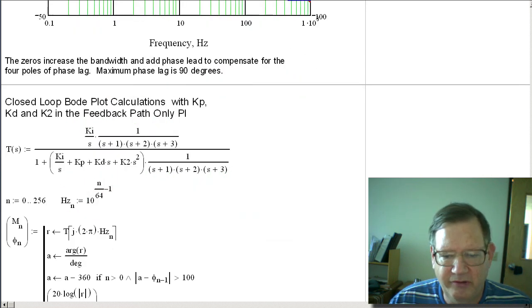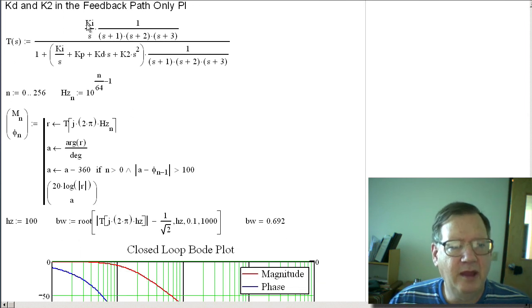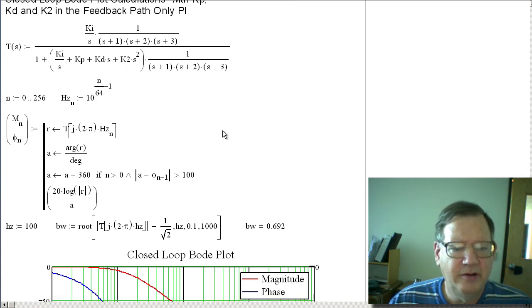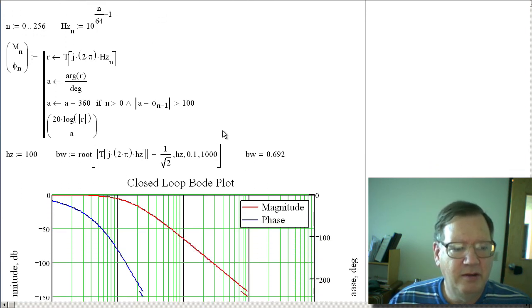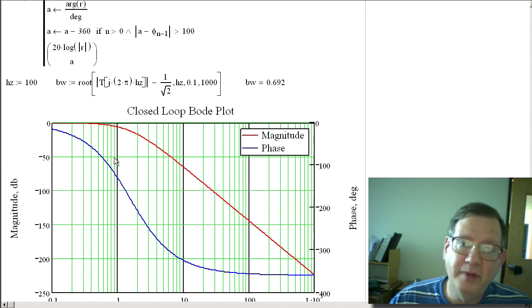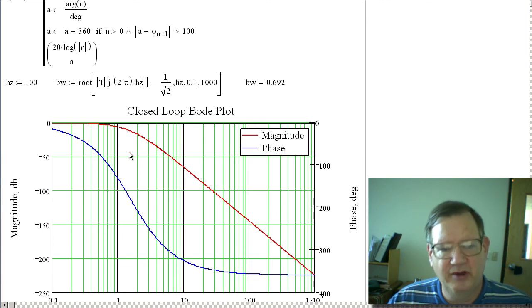So let's go down below where we have only the integrator in the forward path. Now there are no zeros. You can see that the bandwidth is much lower and the phase delay is much higher, but there will be no overshoot. And the response, you can see, is much slower in the graphs up above.